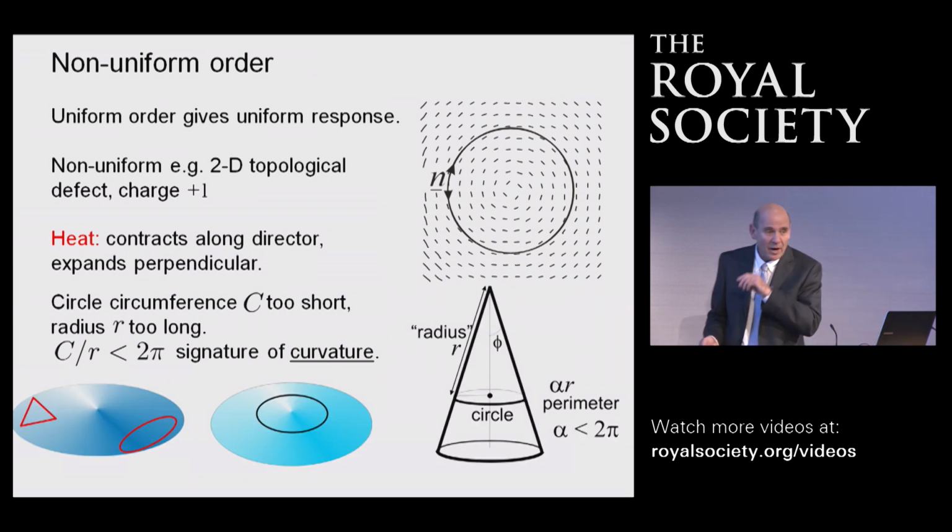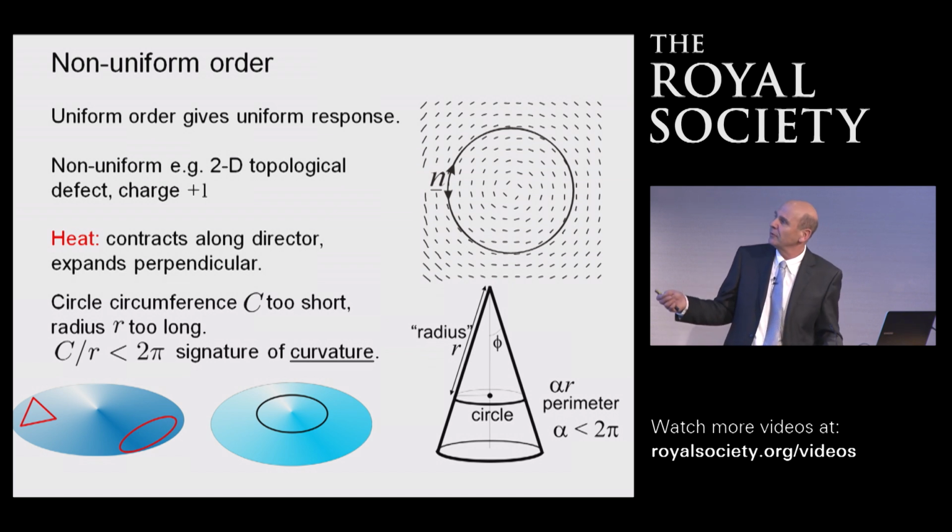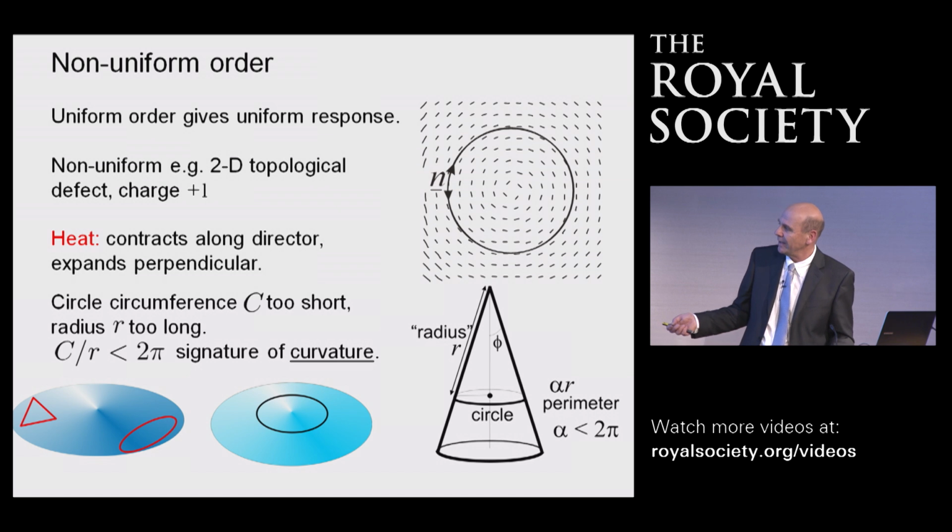And so there's only one way around that in this simple case, and that is that this turns into a cone, where now the radius is in the material and along here, and it's clearly much too long, and the circumference is much too short. So their ratio is less than 2 pi. And that's possible when you've got a cone.